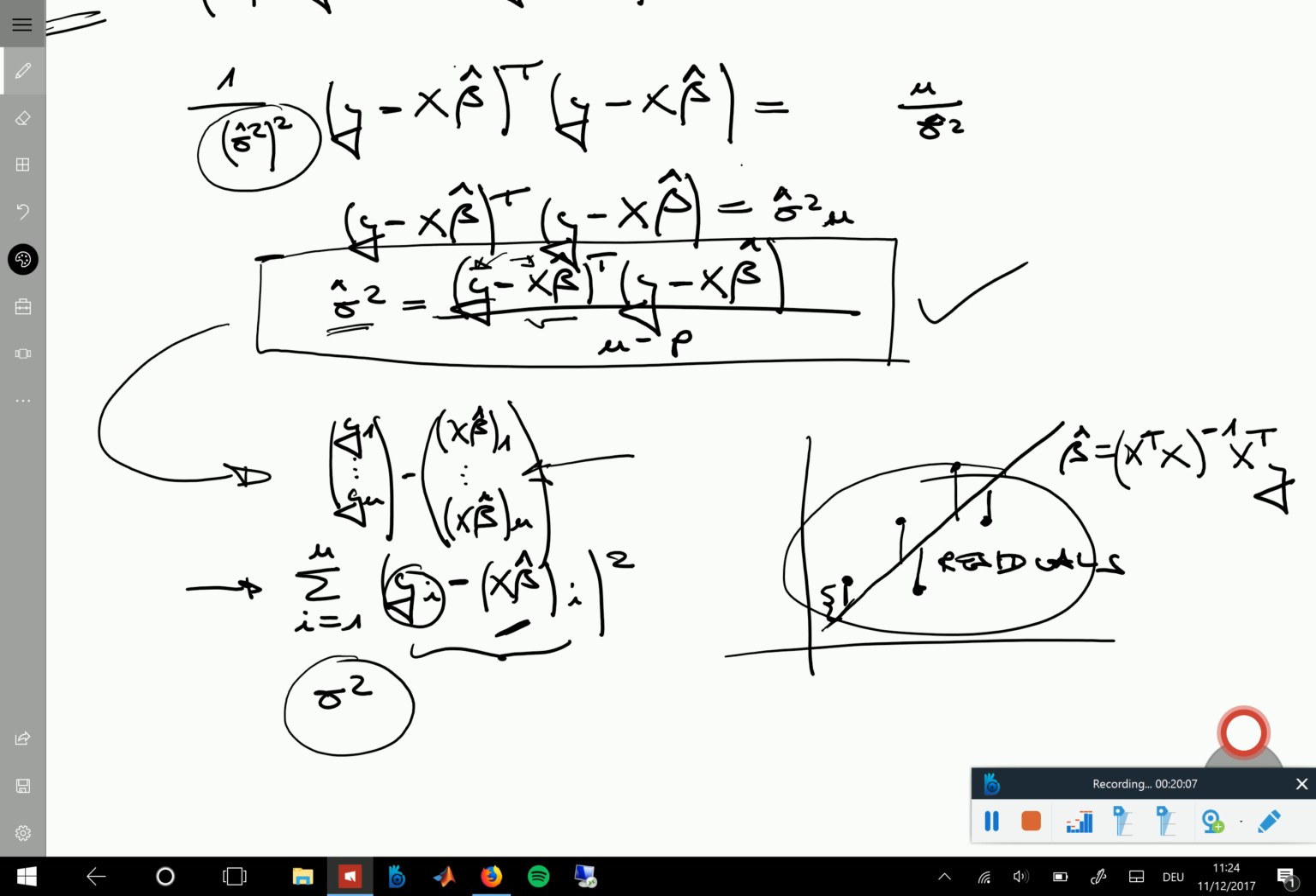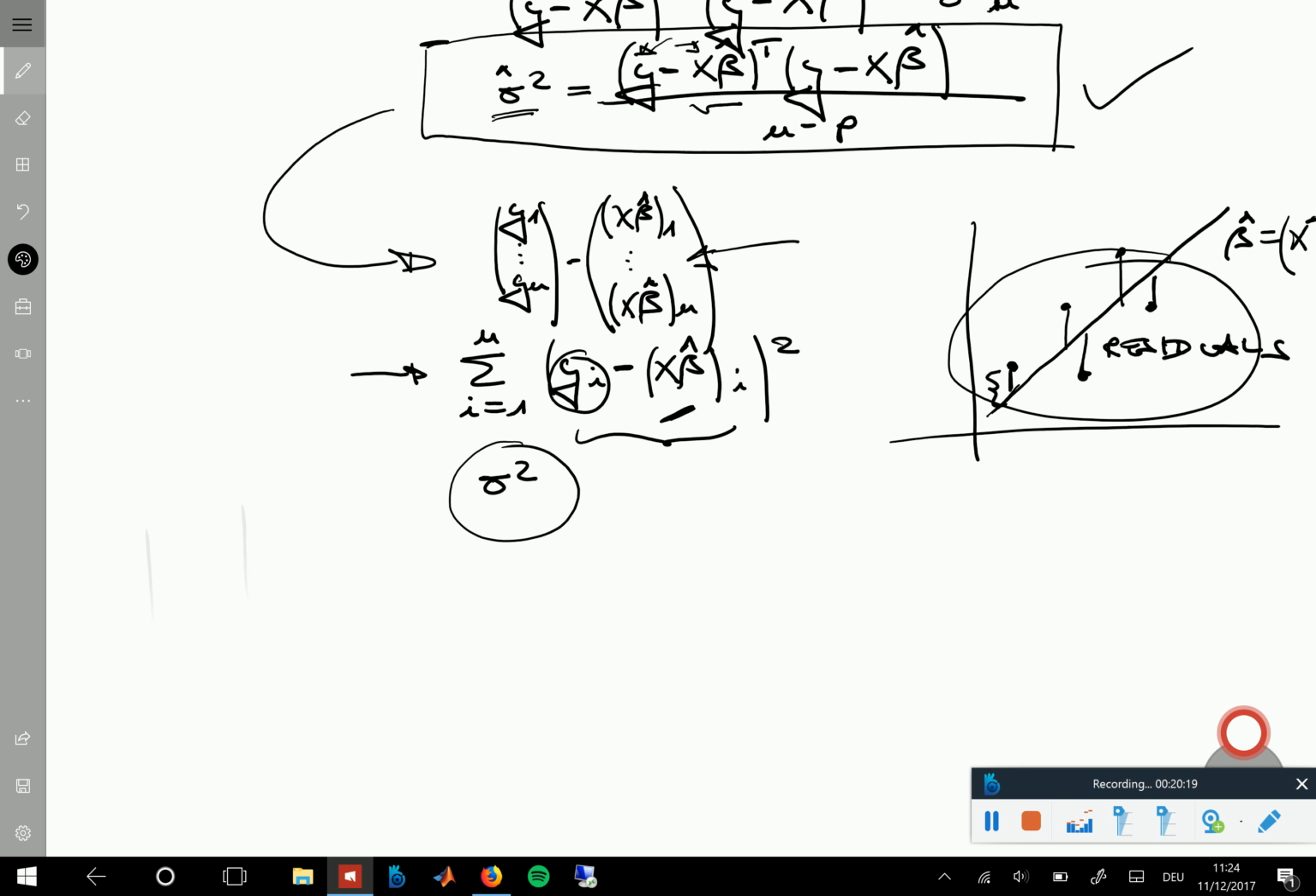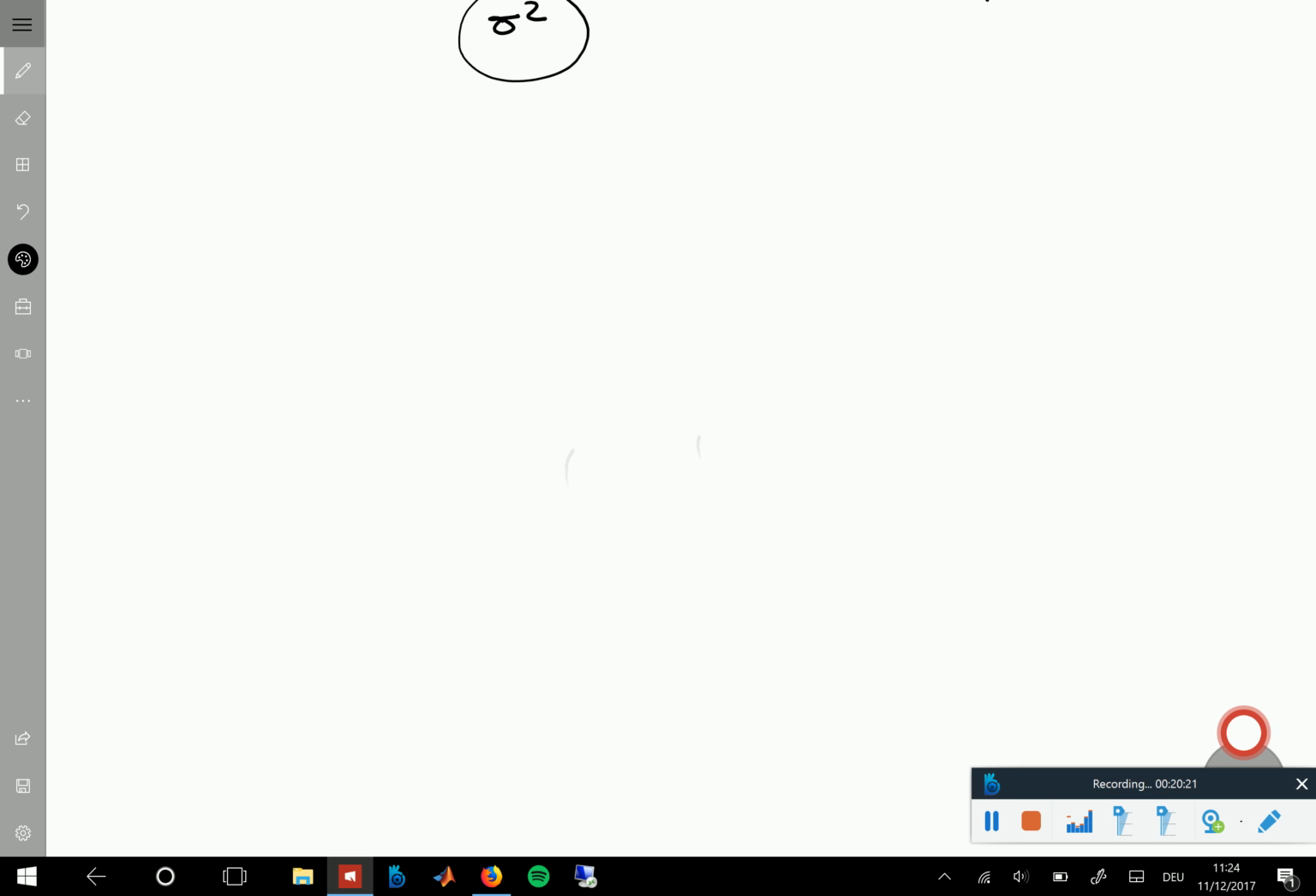Other questions about this derivation of the variance parameter estimator? No. Good. So in terms of our model, we are now really far in terms of model formulation and model estimation. So maybe let's summarize briefly. So our model is this.